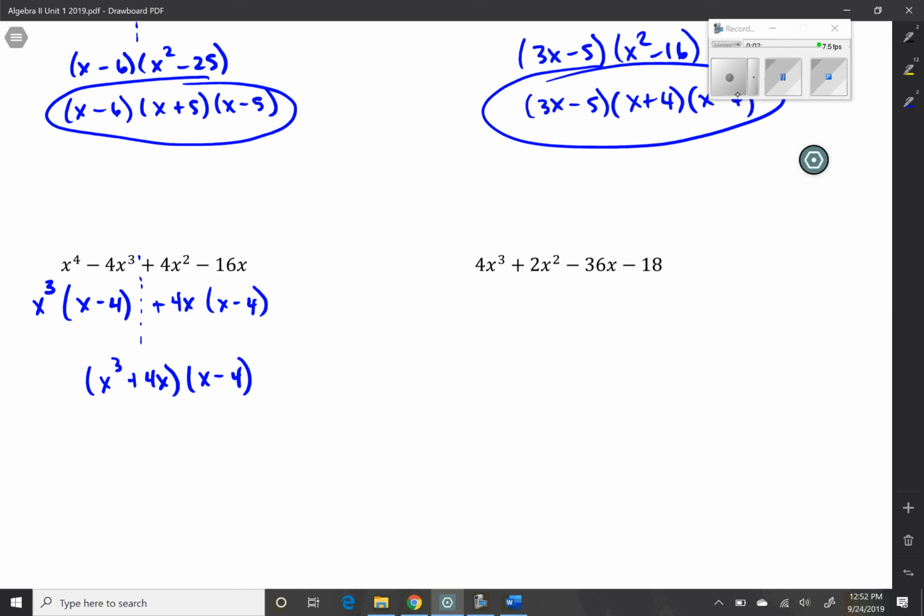All right? So now we can look for GCF. We can look for sum or difference of 2 cubes, anything like that. I see a GCF here. So I take out an x, leaving me with x squared plus 4 and x minus 4.